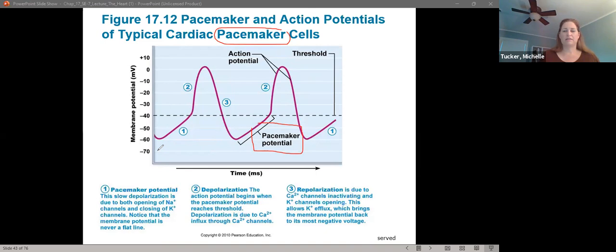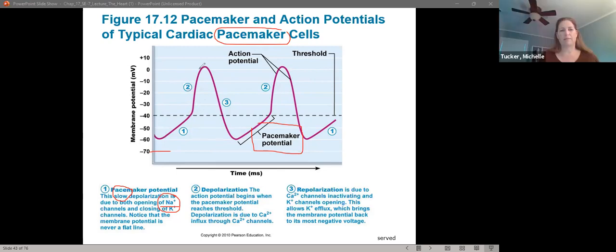In skeletal muscle and cardiac contractile cells, they start off with a flat baseline. The pacemaker potential is going to be due to slow sodium channels. So these slow sodium channels allow a slow leak of positive sodium ions into the cell. And so we get this slant. This is a depolarization.